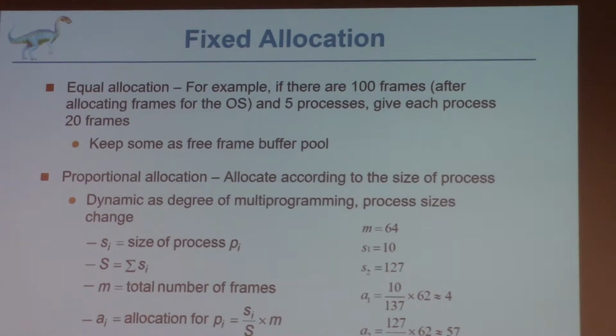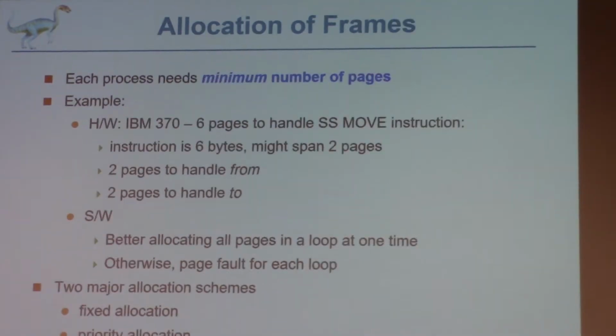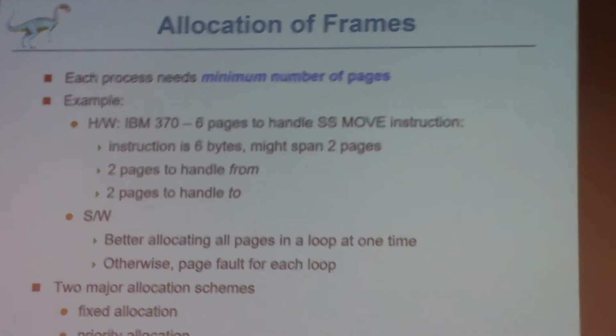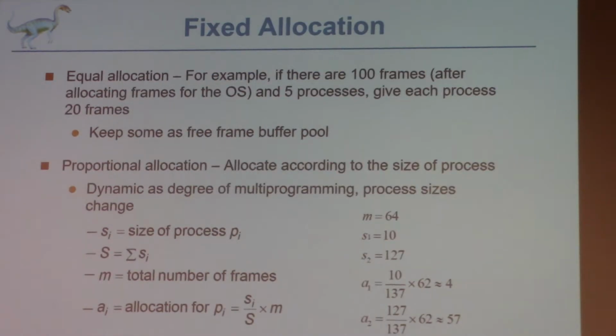So if you consider the characteristic of the process, that is the priority allocation. So you can provide a different number of page frames. Or if you just give a fixed size, it's a fixed allocation.